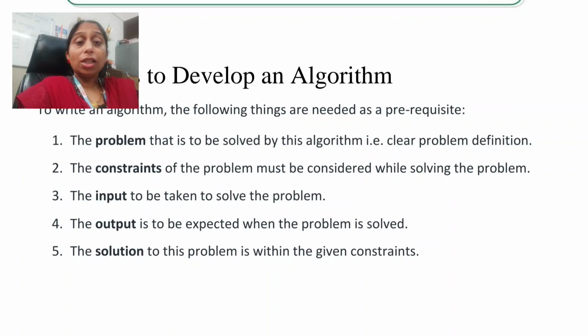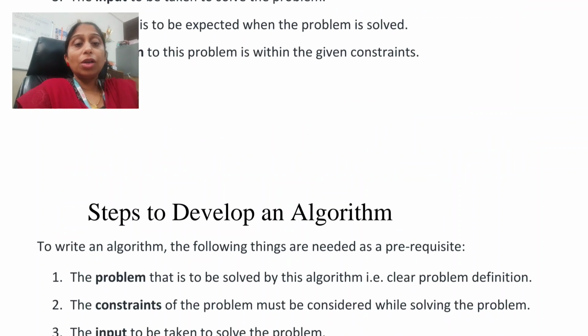Like if I want to check whether a person is eligible for voting or not, the constraint is age 18 and above. So that is the constraint. Then the input to my algorithm, and the output of my algorithm. The problem, the input to the problem, the output from the problem which we solve, and the solution we get. So this is how to develop an algorithm.